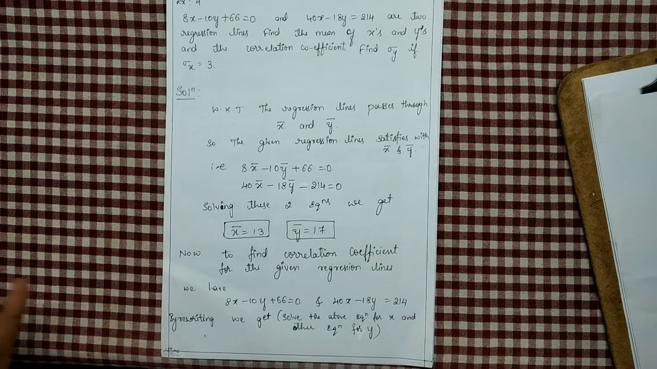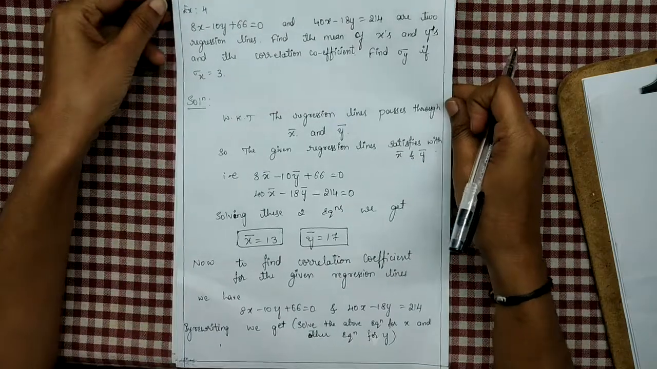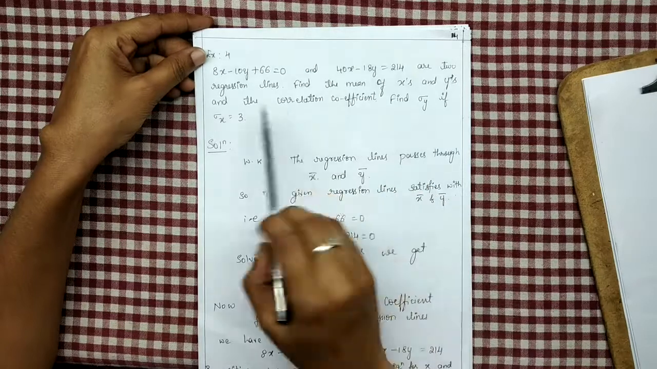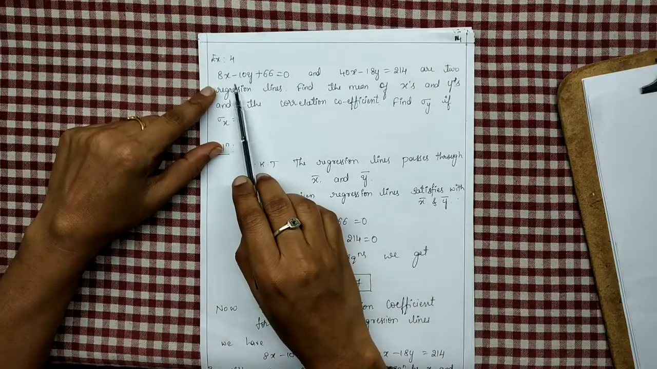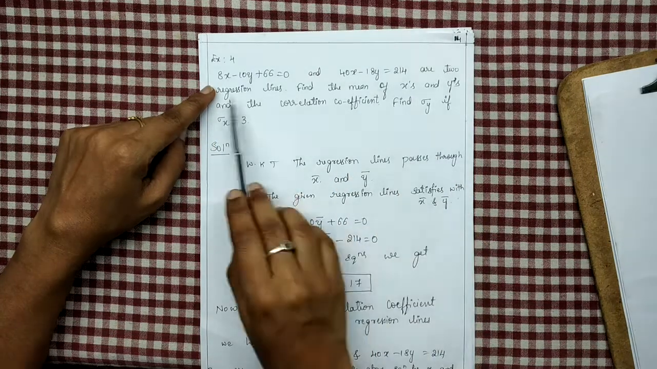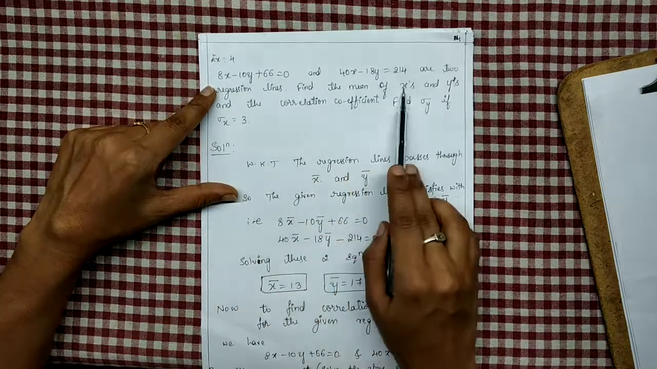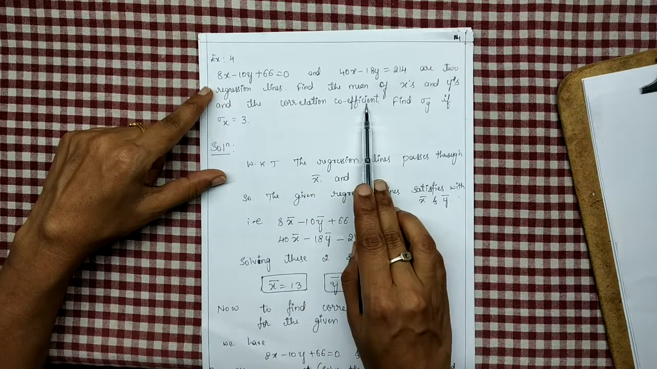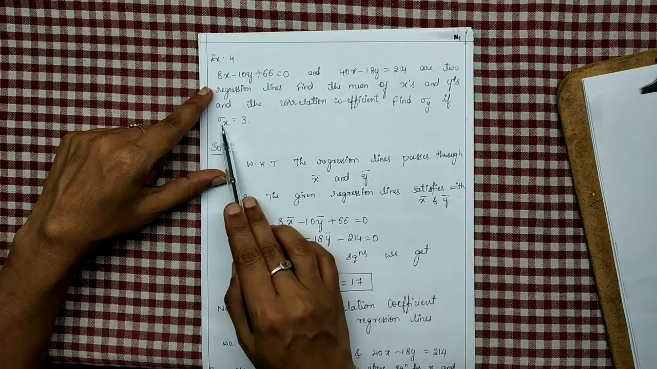Dear students, in today's class let us see some more examples under correlation and regression. Here I have an example. In this example they have given two regression lines. Find the mean of x and mean of y and the correlation coefficient, and find standard deviation y if standard deviation x equal to 3.